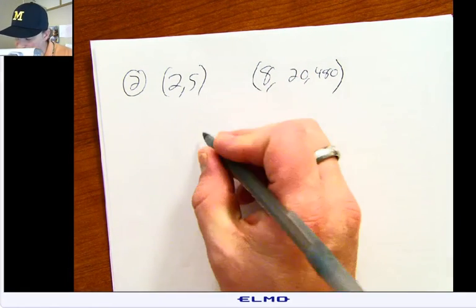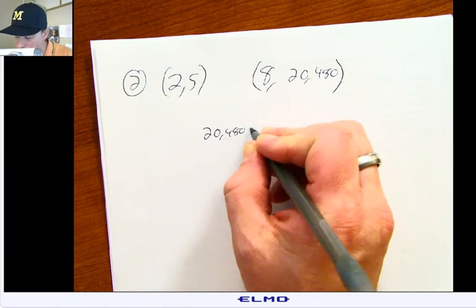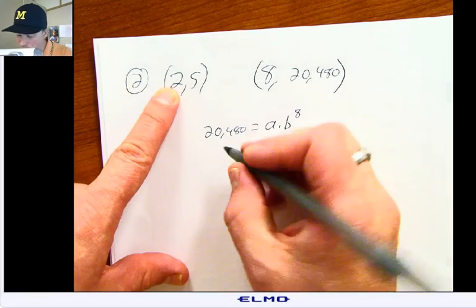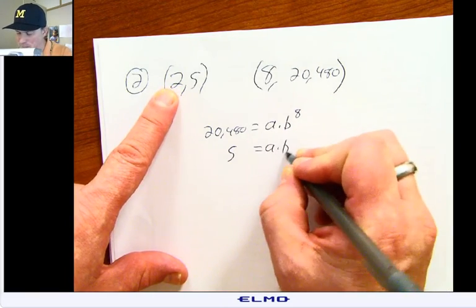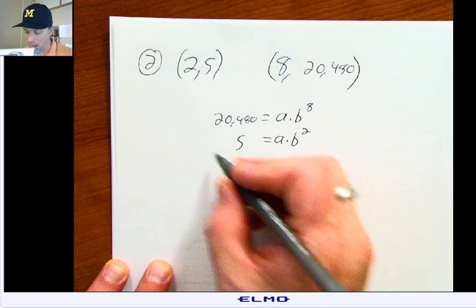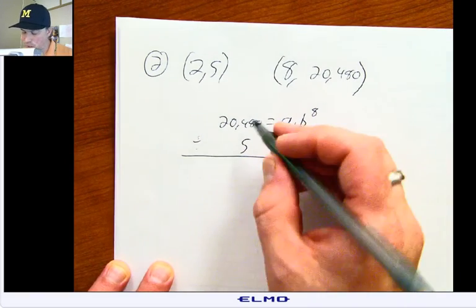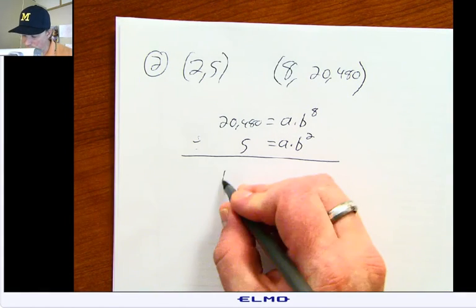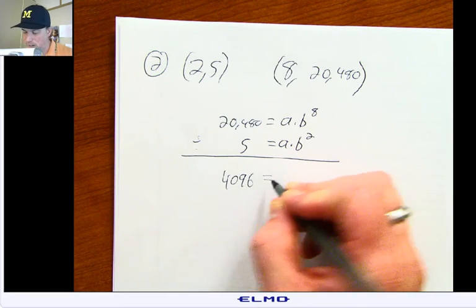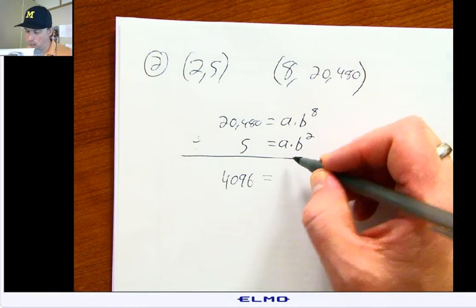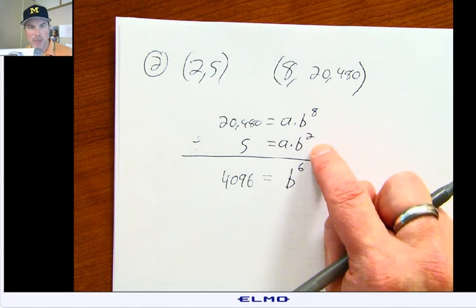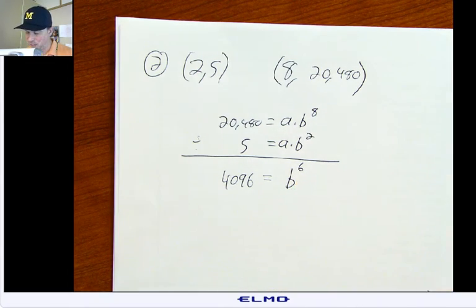Bigger one first. So 20,480 equals A times B to the 8. Then the smaller one. So 5 equals A times B to the 2. Divide. 20,480 divided by 5 is 4,096. A divided by A, gone. B to the 8 divided by B to the 2, B to the 6th.